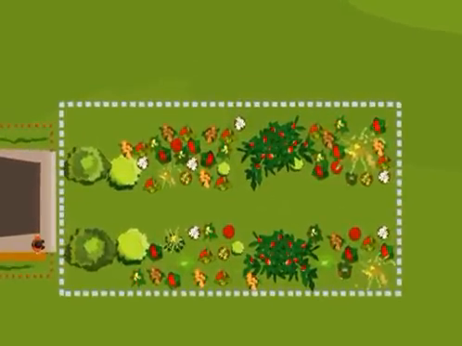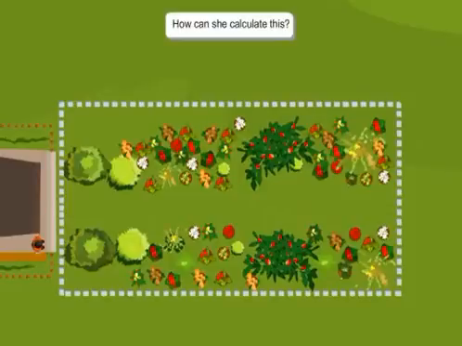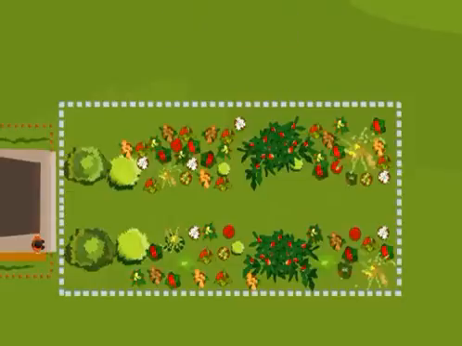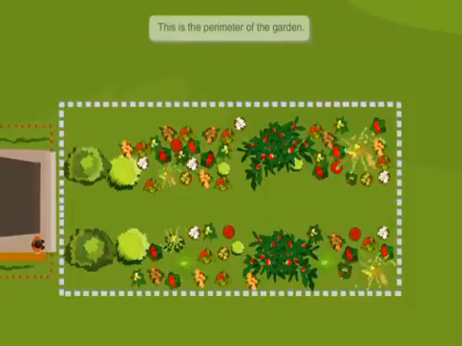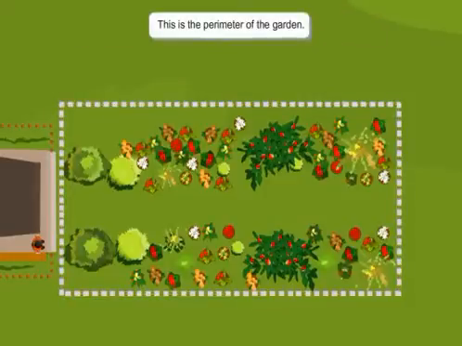Nancy now needs to calculate how many feet the man has fenced. How can she calculate this? It's simple. She needs to add the length of all the sides of the garden together. This is the perimeter of the garden.